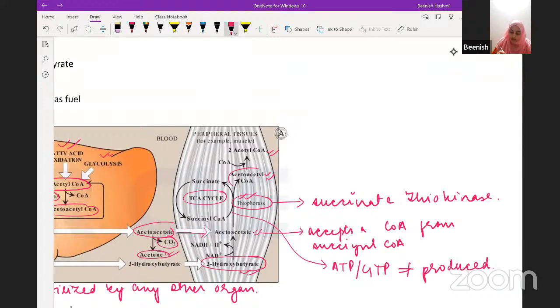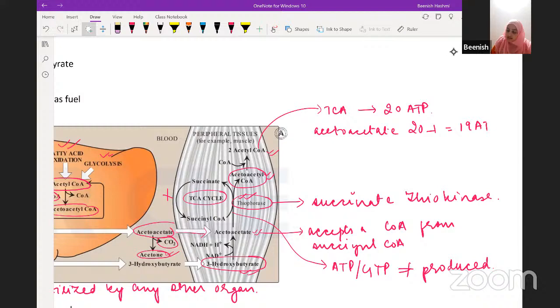Now this acetoacetyl-CoA that is formed splits into two acetyl-CoA. The two acetyl-CoA enter into TCA and will give you 20 ATP. But one thing to be noted here is that one GTP substrate level phosphorylation is not taking place. So there will be one ATP less. So from this acetoacetate, which was supposed to give 2 acetyl-CoA and 20 ATPs, you get 1 ATP less, which is 19 ATPs.